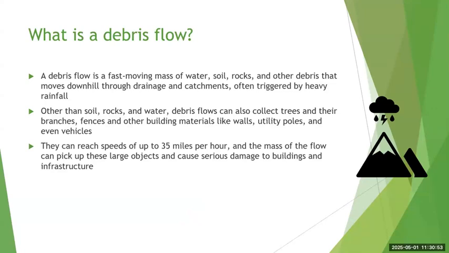Debris flow is a fast-moving mass of water, rocks, soil, and some other debris that can move downhill, usually through a drainage catchment, and that's often triggered by heavy rainfall. It can collect many things on its path, trees, branches, utility poles, even vehicles.